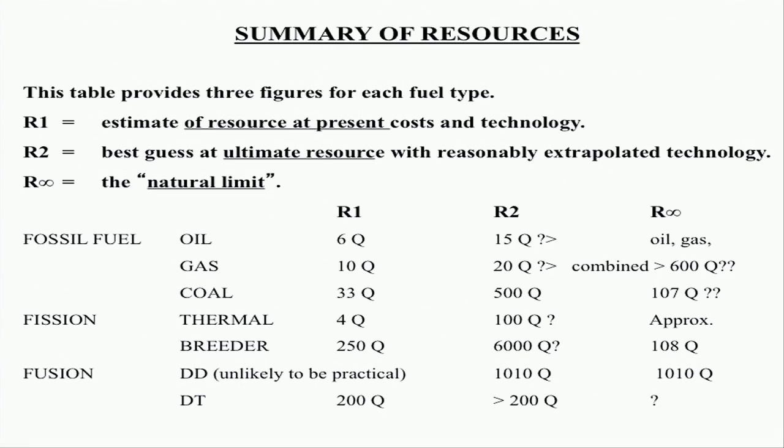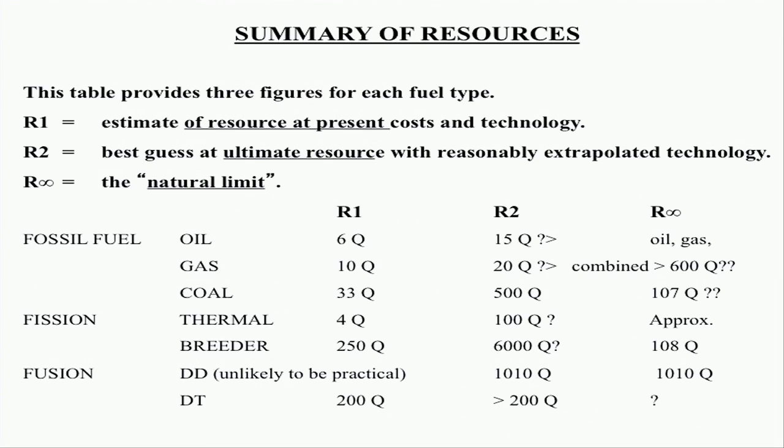So, let's summarise those resources in the last 5 minutes. So we're going to summarise all those different resources: fossil fuels, oil, gas, coal, fission, and let's split fission fuel into thermal and breeder reactor energy outputs, and fusion. So remember, R1 is the estimate of the resource at present costs and current known technology. R2 is our best guess at the ultimate resource with reasonably extrapolated technology. And R-infinity is going to be our so-called natural limit.